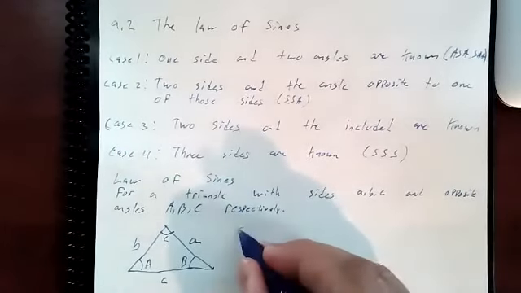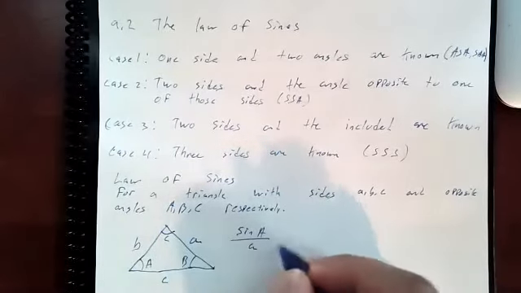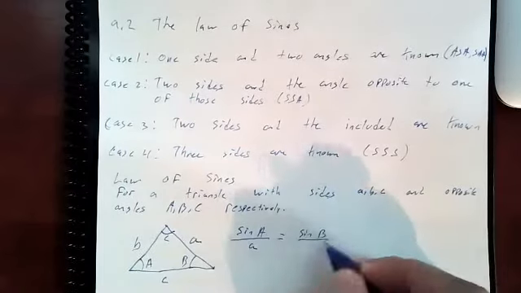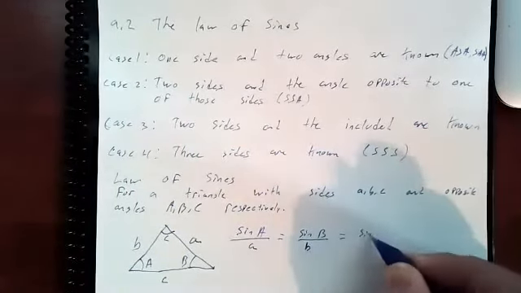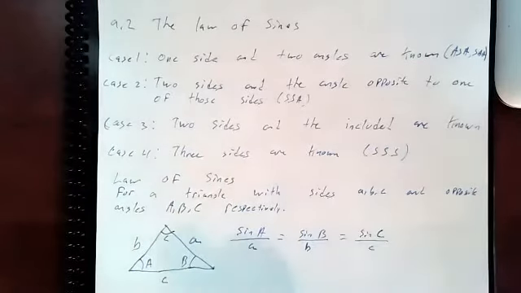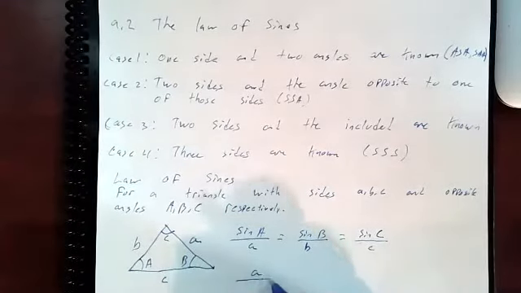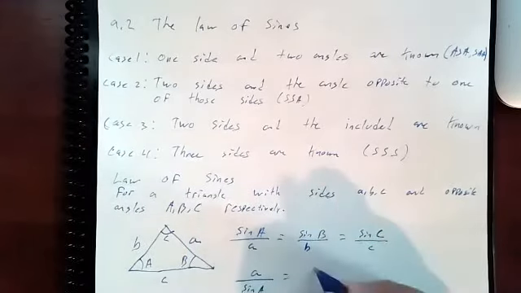So here's the formula. Sine of capital A over little a is equal to sine of capital B over little b, which is equal to sine of capital C over little c. But also you can write them this way. It's up to you. When you use these formulas, you can basically take the reciprocal, which is better if you want to solve for a side. Just use these guys here.